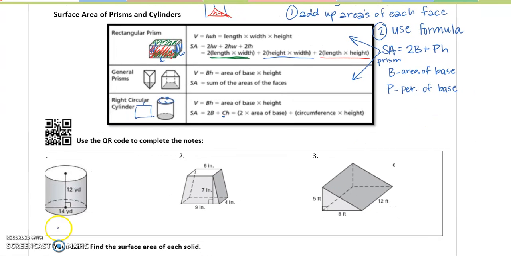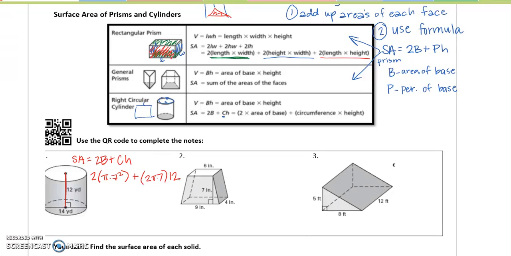So the first one, we have a cylinder, so let's use our formula. I always start by writing the formula down. Surface area equals 2B, capital B, plus C times H. Again, capital B means the area of the base, not just the side. So the area of the base here is going to be pi times the radius squared. My diameter is 14, so the radius would be 7 squared, plus the circumference, which is 2 pi r, so 2 times pi times 7, times the height of the whole cylinder, which is 12.